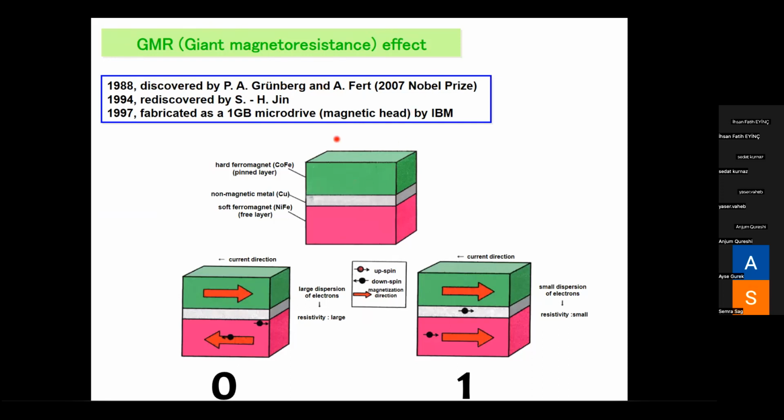This is a classical magnet, non-magnet, and classical magnet. When the spin is anti-parallel, it is low conductance, defined as 0. When the spin is parallel, it is high conductance, defined as 1. 0, 1, 0, 1 switching in the classical magnet. However, this is a classical magnet. To overcome Moore's limitation, we must use a nanomagnet, such as a single molecule magnet. We must use a single molecule magnet to overcome the limitation.